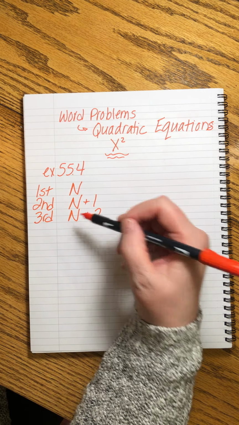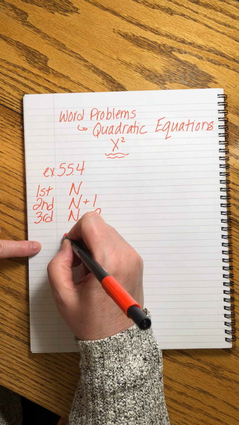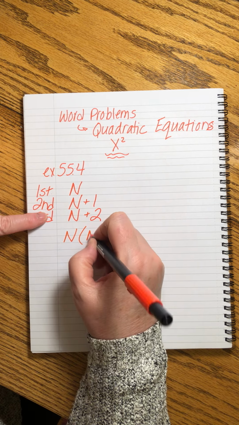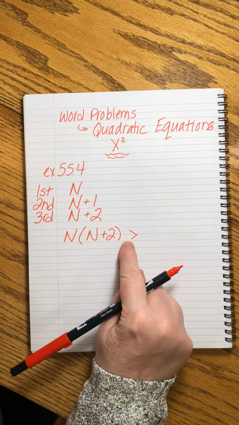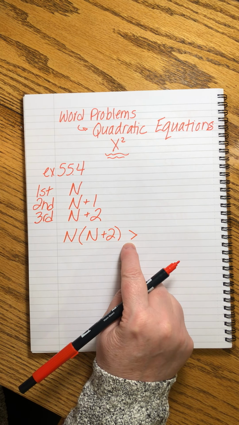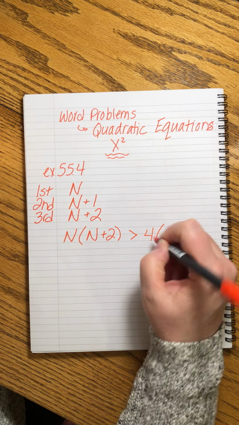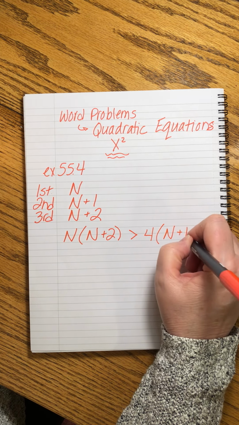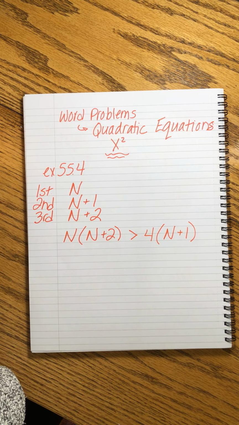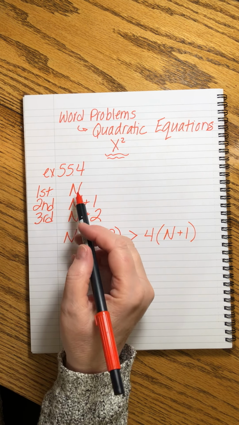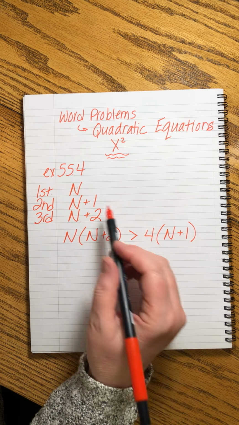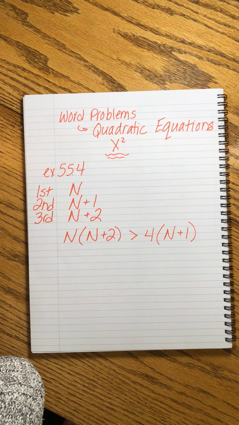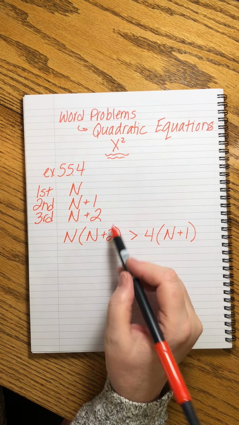Such that, let's go back to the drama of this. The product of the first and the third, product means multiplying. So the product of the first and the third is greater than, and I'm not going to read you the number of how many greater than. It's greater than 4 times the second. The second is n plus 1. Okay? The product of the first and the third is greater than 4 times the second. Make sense?